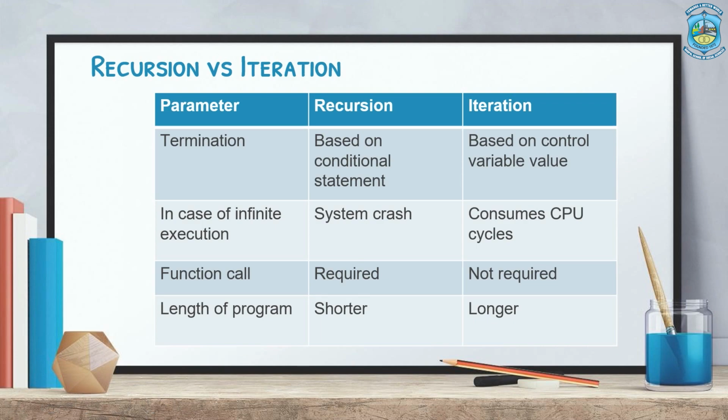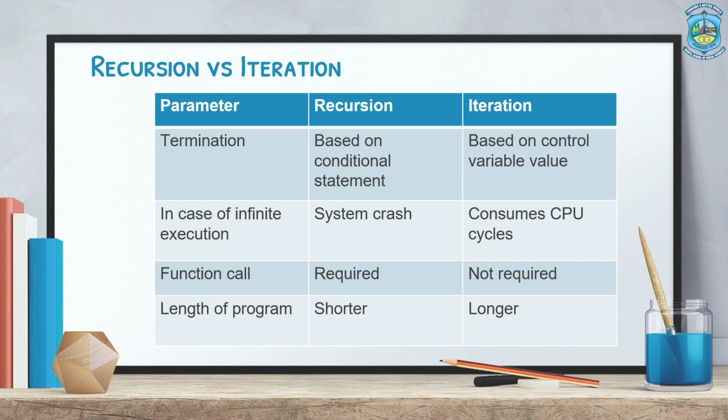Let me now go ahead and compare recursion and iteration. On the basis of comparison, if we talk about termination, the recursion is going to be terminated based on a conditional statement. In the previous example, we have seen that an if condition checks whether a return value has to be given or whether it needs to continue with the recursive process. In iteration, the termination condition is controlled by a variable.